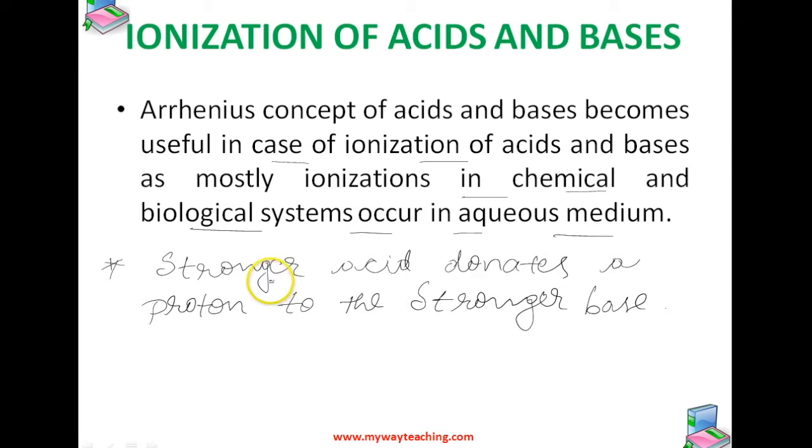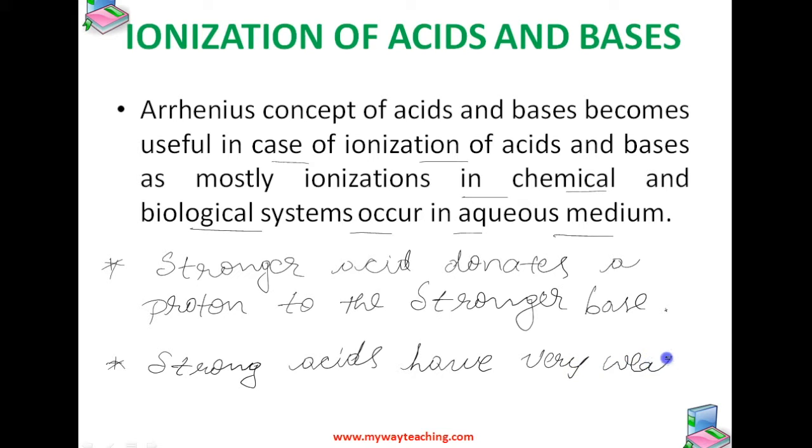And the next one is, strong acids have a very weak conjugate base. It follows that as strong acids dissociate completely in water, the resulting base formed would be very weak. That is, strong acids have very weak conjugate bases. Okay, this is about the ionization of acids and bases, and how they dissociate in an equilibrium. So this is about ionization.